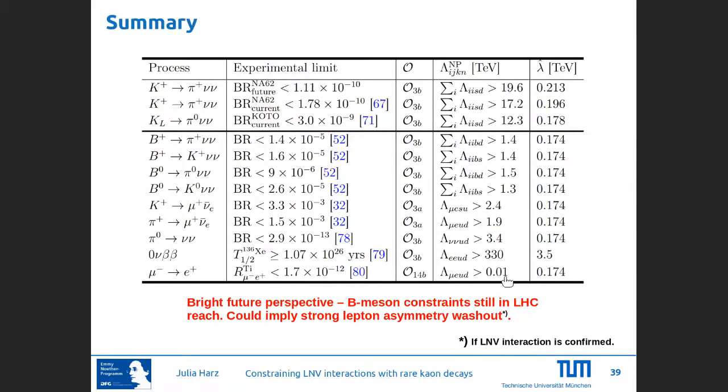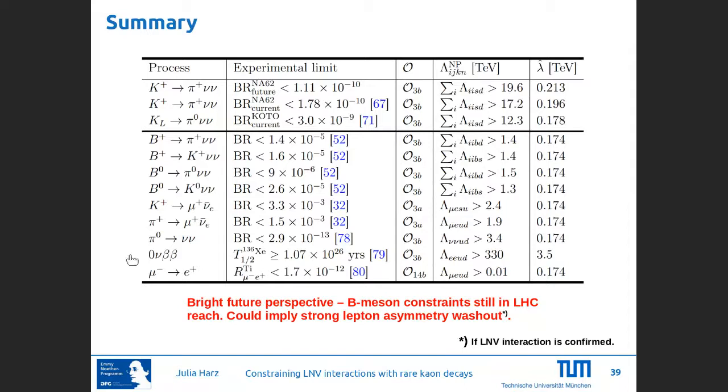And also, last but not least, I want to make the connection to the washout that I introduced in the beginning. So we also compared this with a washout scale. You see also here the lowest scale until which a high CP symmetry would be washed out goes almost down to the electroweak scale. So under the assumption that we would at some point know that the lepton-number violating interaction is behind, we could also get here a prediction of a large lepton asymmetry washout.